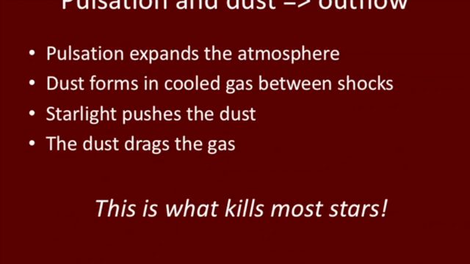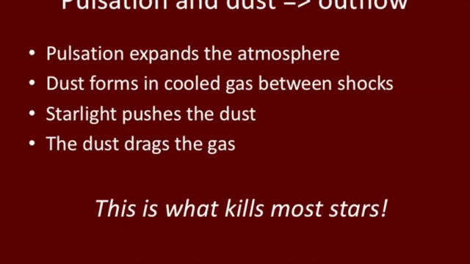And putting it together, the pulsation extends the atmosphere and produces a refrigerated zone. Starlight pushes the dust, the dust drags the gas, and you have a process of mass loss that's what kills most stars. Stars from about 0.8 to 8 solar masses lose their envelopes from this process and end up as white dwarf stars.